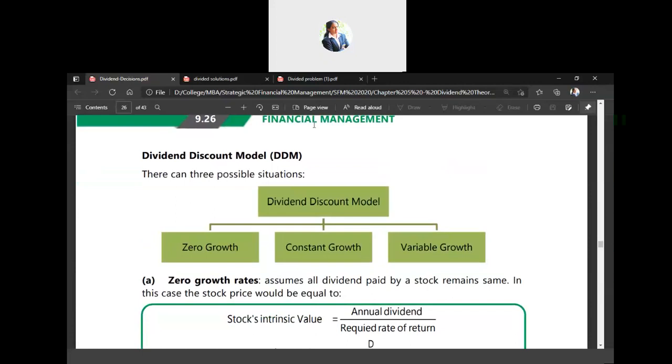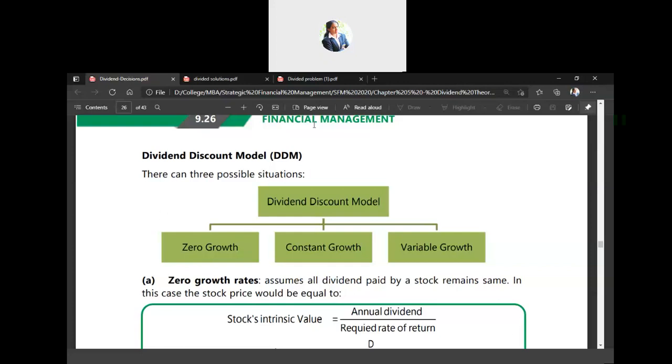Now, speaking about the dividend discount model, there can be three possible situations. It could be zero growth, it could be constant growth, and it could be variable growth. Now, the first one is the zero growth rate. Under zero growth rate, it considers that every dividend paid by a stock or a share will always remain the same. That is to tell, what you earn over a share as dividend this year shall be the same amount you will be earning in the next year.